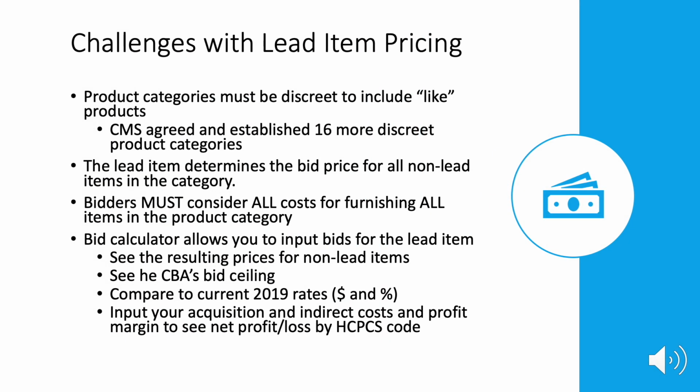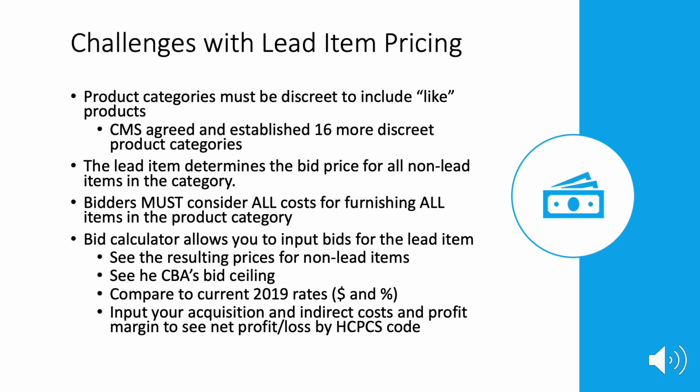Lead item pricing presents a number of new challenges compared to the previous bid program, and it's important that bidders are aware of all of these so we can make sure that we overcome them. The first issue is product categories, and this issue has already been solved. It is important with lead item pricing that product categories only include items that are essentially in the same family of product. CMS agreed with the industry recommendations and established 16 more discrete product categories than we've had in previous bid programs. For example, we have separate bid product categories for standard power wheelchairs, a separate product category for standard manual wheelchairs, a separate product category for sleep and RAD, a separate product category for oxygen, etc. And take a look at the CBIC website as well as our website, and you can look at all of those product categories and see what HCPCS codes are included in each of them.